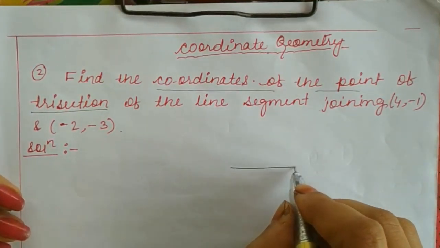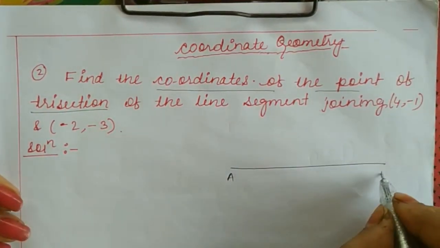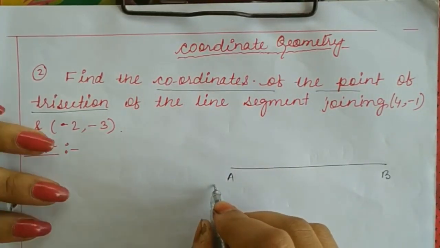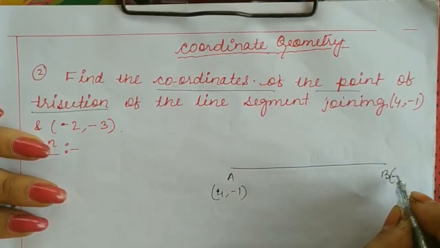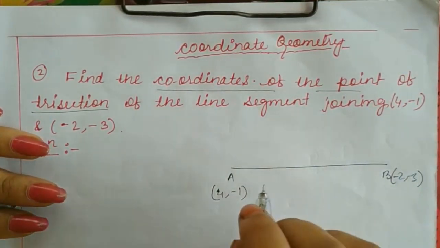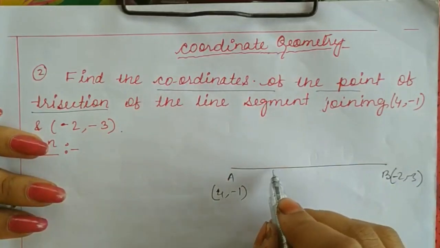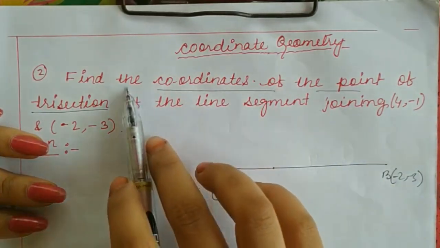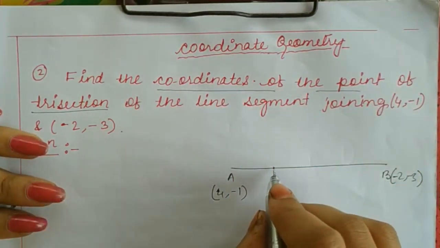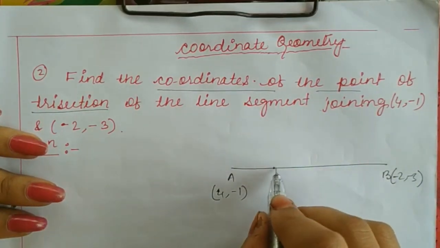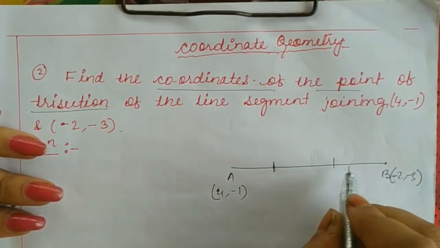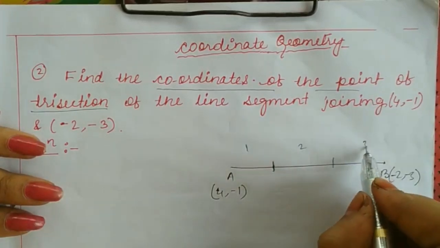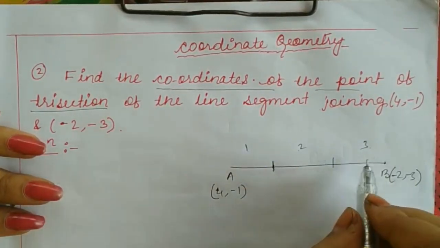So, suppose AB is a line where the coordinates of A are (4, -1) and B is (-2, -3). And find the coordinates of the point. Suppose this line divides into 3 sections, trisection, that means 3 sections. One section, this one; second section, this one; and this one third section. That means 1, 2, 3. There are 3 sections which divide the line.